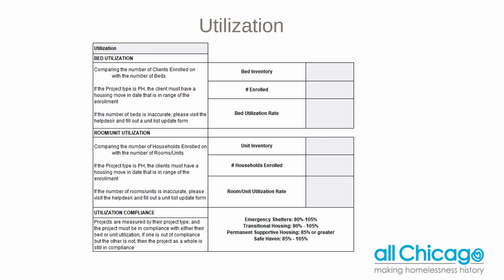So this table that you see here is exactly how it's going to look on the summary page of your data quality reports. You have a bed utilization at the top, and then below you have a room unit utilization. These are two separate measures. So as long as one of these utilizations is within the compliance measure, so either 80% to 105%, or 85% or greater if it's permanent housing, then your project would be compliant.